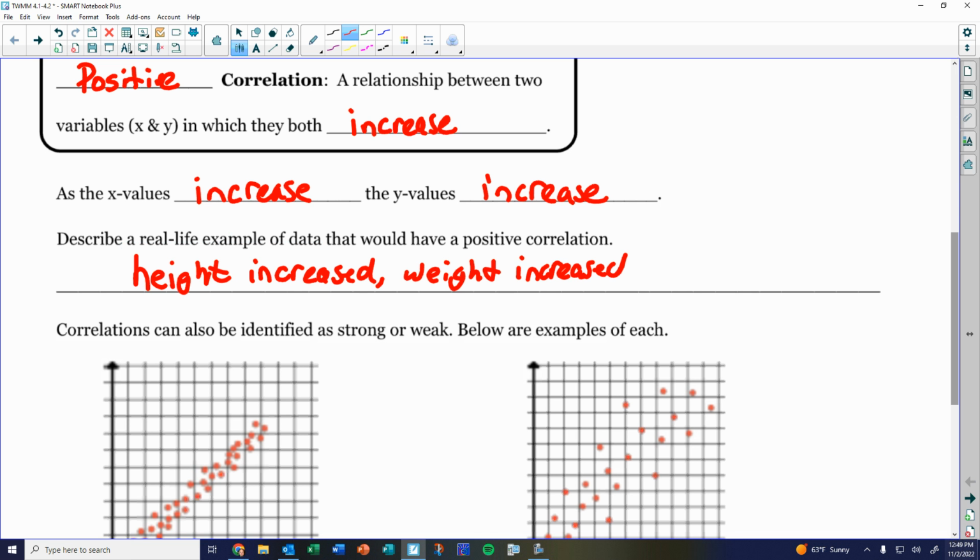Here's another one where they're both increasing. How about time studying in hours and scores on a test, right? Wouldn't that both be increasing? If you study longer, you tend to score better, right? Pretty simple. Okay, so there's lots of examples out there where they're both increasing. Don't get in your head about constant rate of change and those kind of things. Just think about two variables that could be both increasing at the same time. Okay?